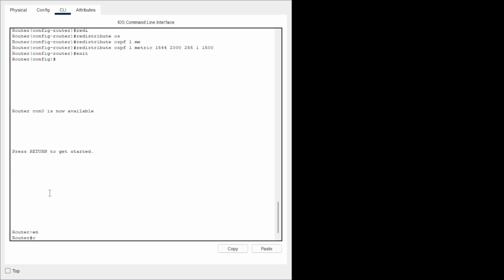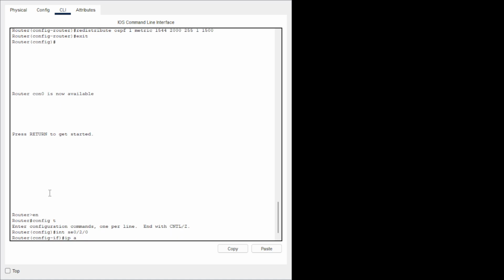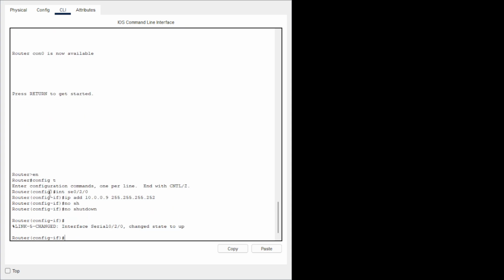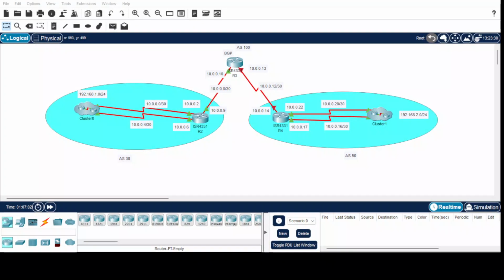Enable, config t, interface SE 0/2/0, IP address as 10.0.0.9, 255.255.255.252 and the no shutdown. Exit. So switching off the router 2 screen, main screen. Now our link is up.